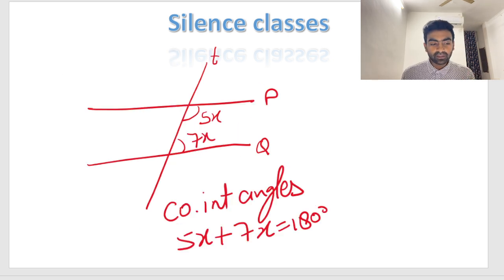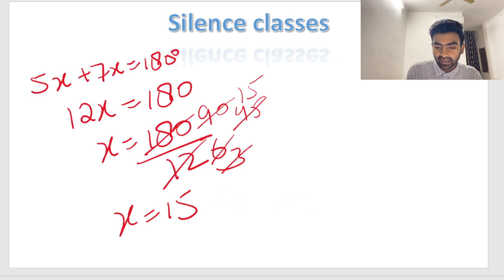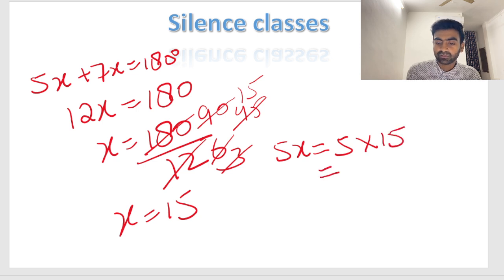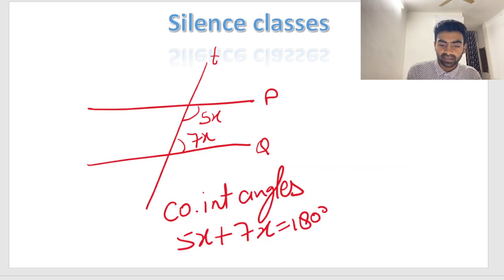Now once we have the value of x, we can easily find these two angles by putting the value of x in this. So 5x is equal to 5 multiplied by 15, which is 75. This angle is 75 degrees.